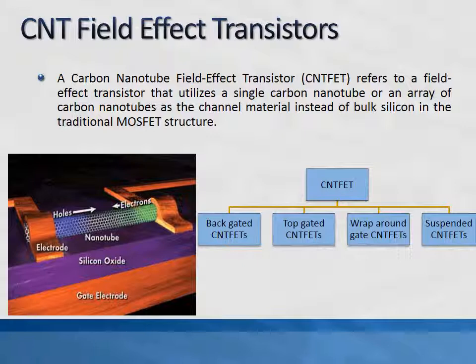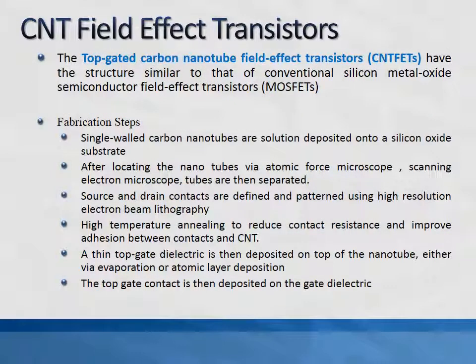We won't focus much on the backgated CNT FET right now because of its drawbacks like high contact resistance and difficulty to switch the device on and off using low voltage. So let us study top gated carbon nanotube field effect transistors. They have structures similar to that of conventional silicon metal oxide semiconductor field effect transistor, that is, with the gate electrode above the conduction channel separated from the channel by a thin SiO2 dielectric. This geometry allows for operating at the low gate voltage.